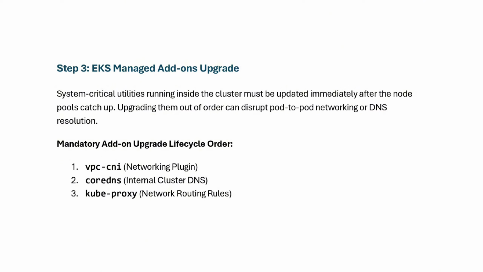First is VPC CNI, that is the networking plugin. Second is CoreDNS, which is internal cluster DNS. Third is kube-proxy, network routing rules. And if we upgrade them out of order, that can disrupt pod-to-pod networking or DNS resolution.